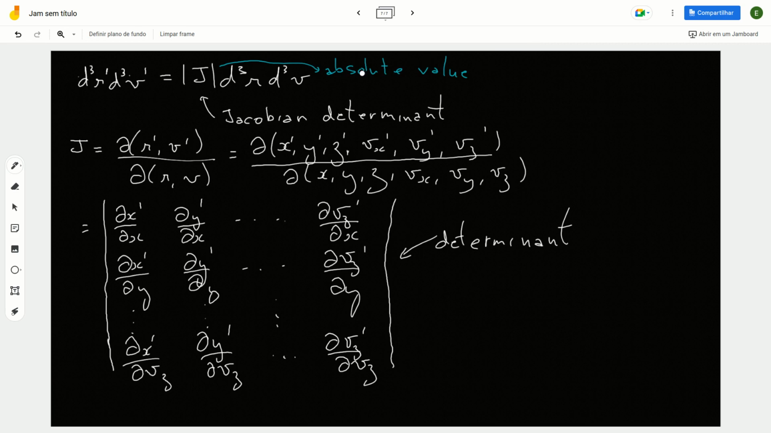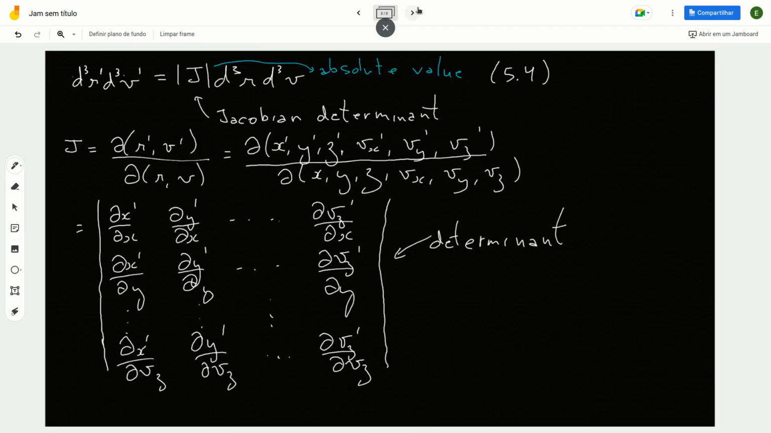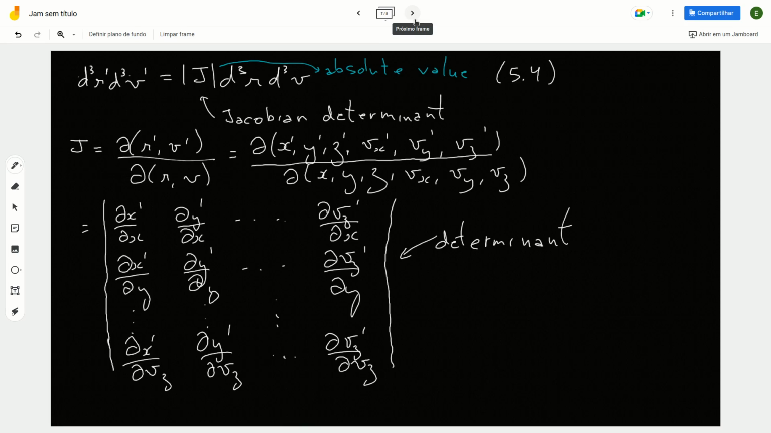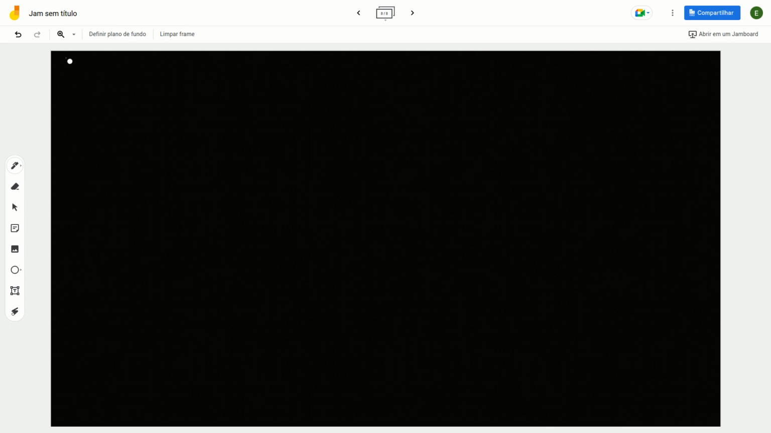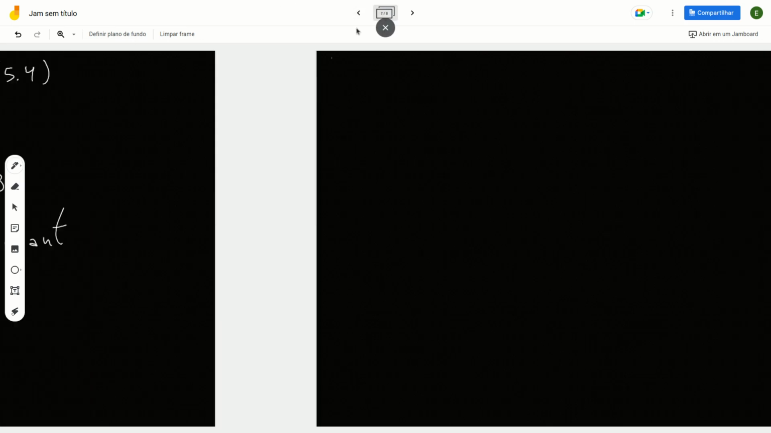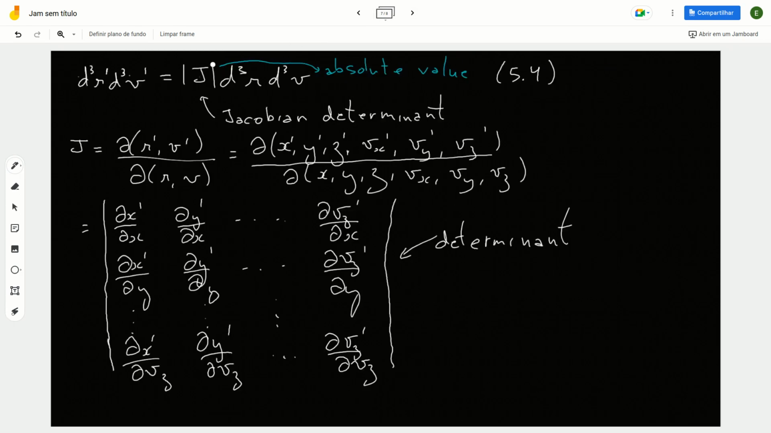And I forgot to put the number for this one. This equation is number 5.4. So we had 5.3 and this is 5.4. Okay. Now, it is possible to show that this determinant is 1 in this case. So the modulus of J in our context is 1.